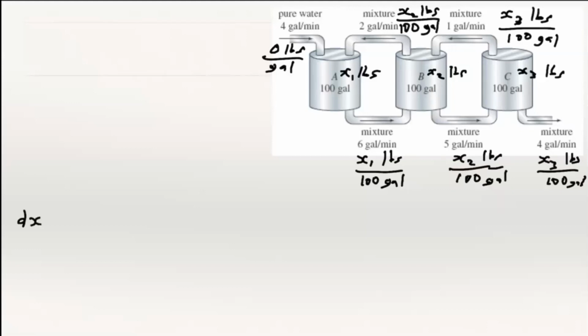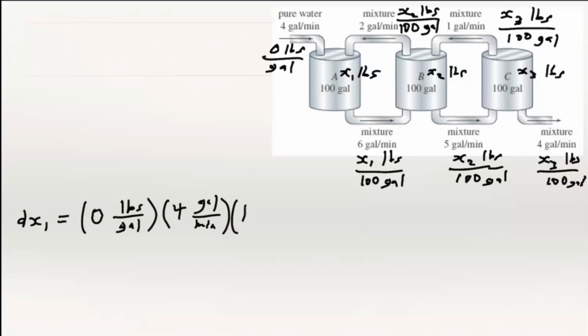So dx1, what is the change of salt in tank A after a microsecond? Well, it's salt in minus salt out. The salt in, we have 0 pounds per gallon times 4 gallons a minute times dt minutes.